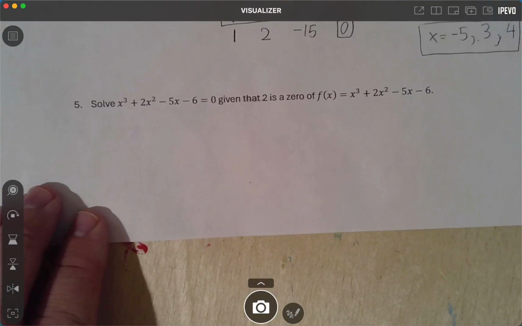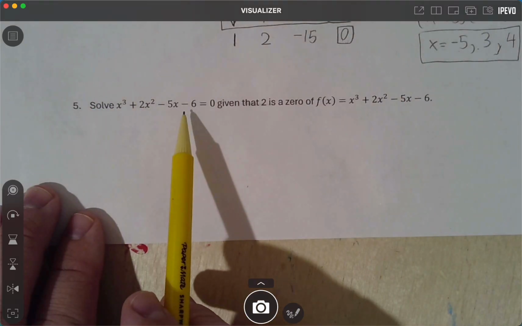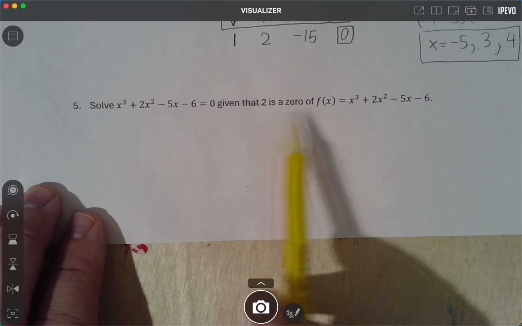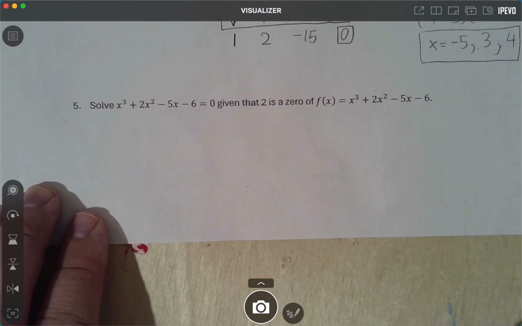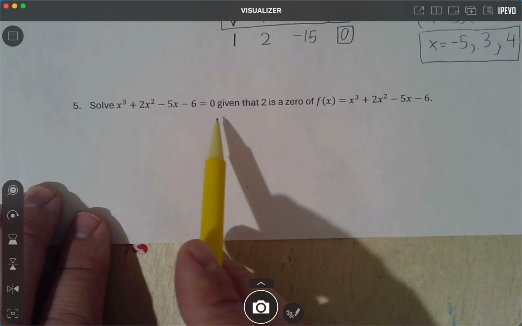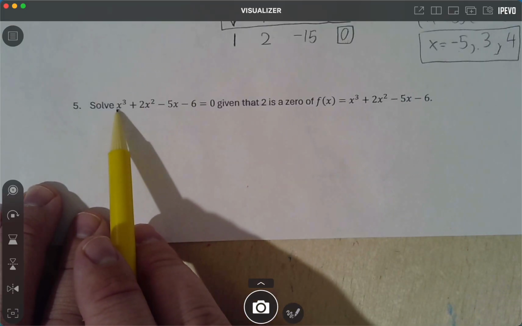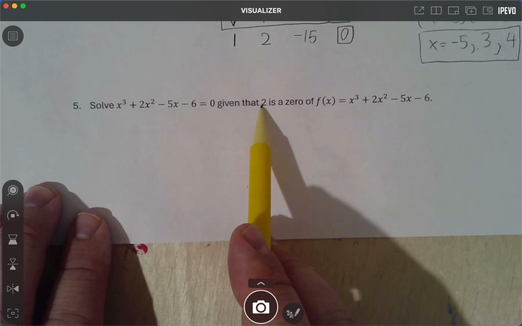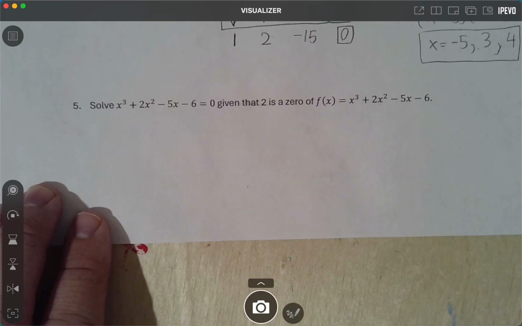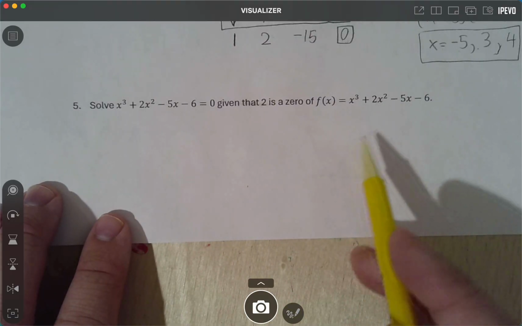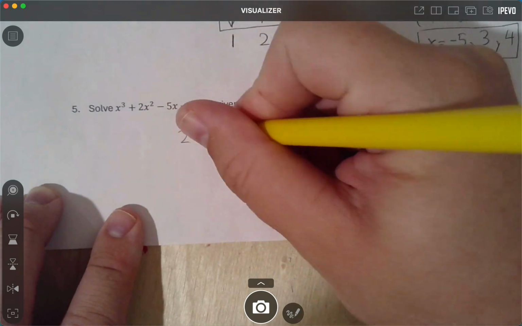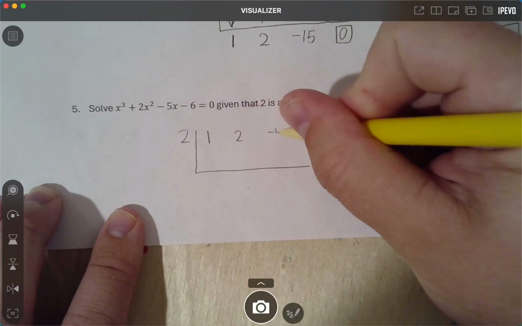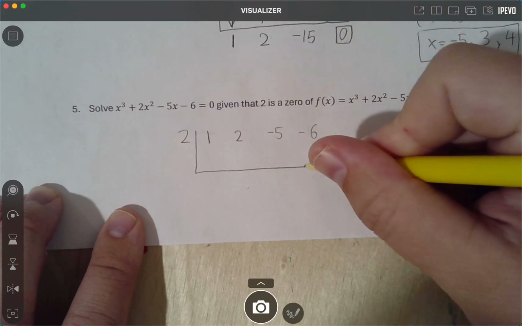Last example here, it says solve this given that 2 is a 0 of this, which sounds like repeated information, but in other words, they're saying, hey, please actually find all the values of x that would make this whole thing 0, given that 2 is a 0 of the same polynomial. It's a weird way of phrasing it, but in other words, hey, guess what we're going to do? We're going to use synthetic division. 1, 2, -5, -6.